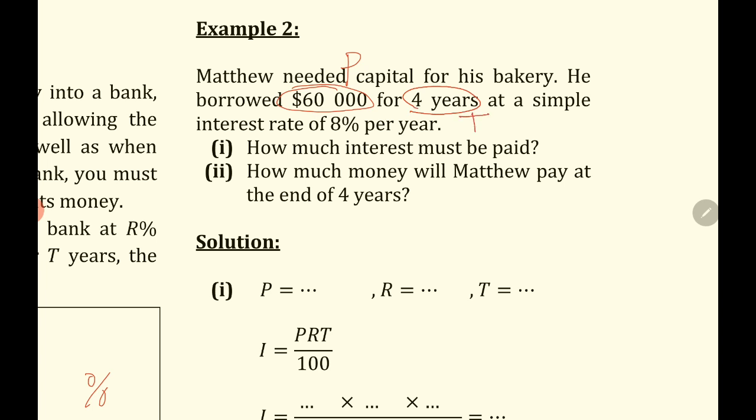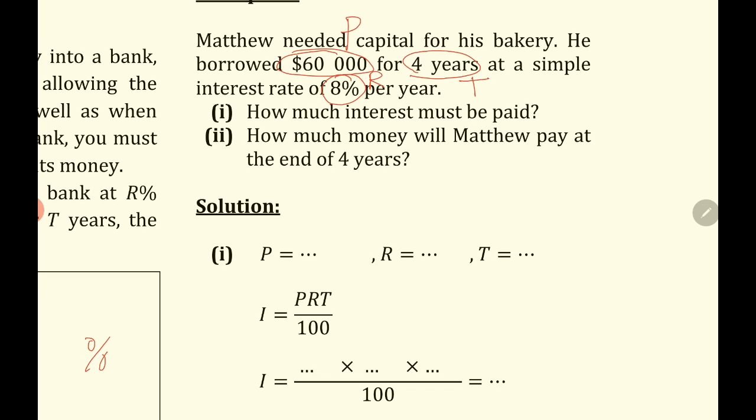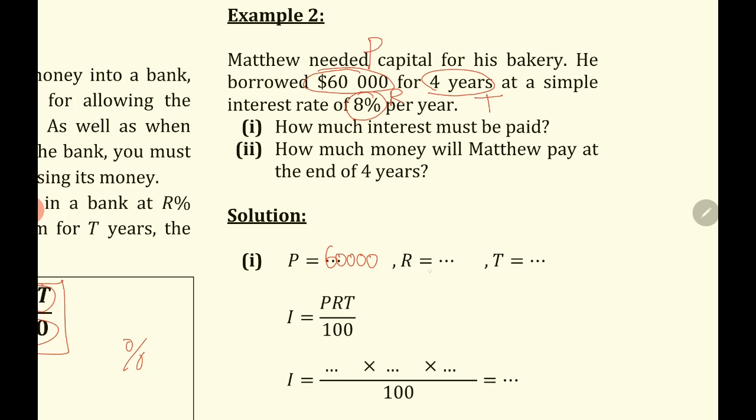Okay, at a simple interest rate. So this is the rate, the R. Okay, 8% per year. So the question is, how much interest must be paid? So we're looking at the same formula again. I equals P times R times T over 100. So we just need to substitute into the equation. So the P is 60,000. Okay, and then the R here is 8. Okay, so time is 4.